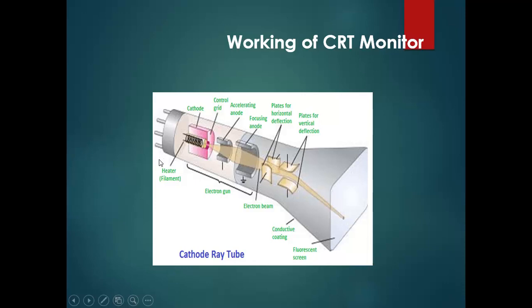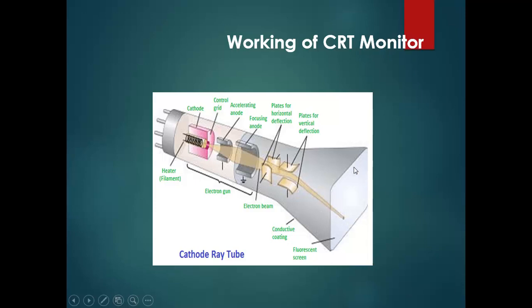The heated electrons which are generated then are passed to the accelerating anode and the focusing anode. Accelerating anode will accelerate the speed of these electrons and focusing anode will make sure that these electrons strike at the desired position where the mouse cursor is there on the screen. Since electrons carry same charge, they can be deflected. So to avoid that, we have horizontal deflection plates and vertical deflection plates.